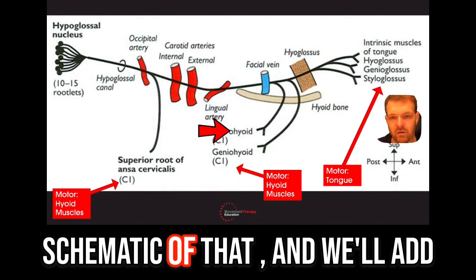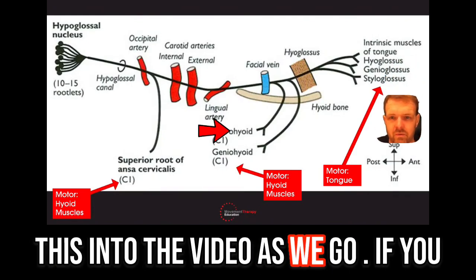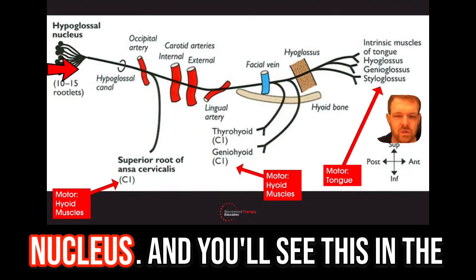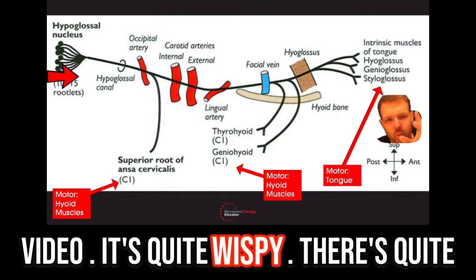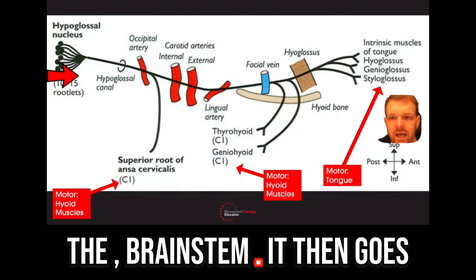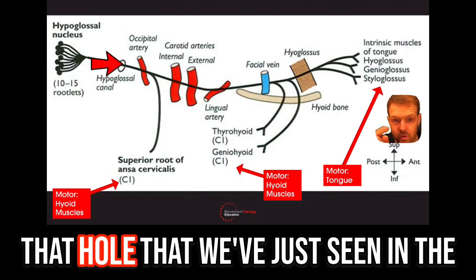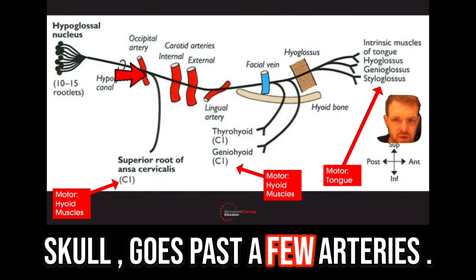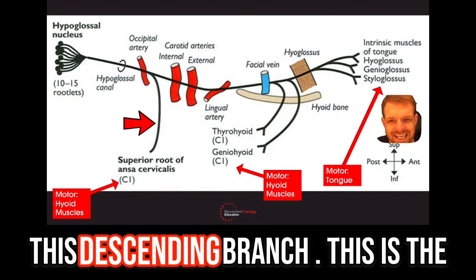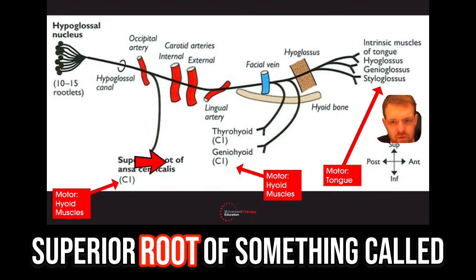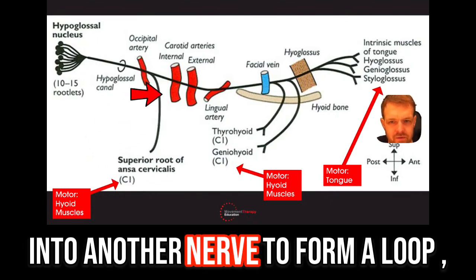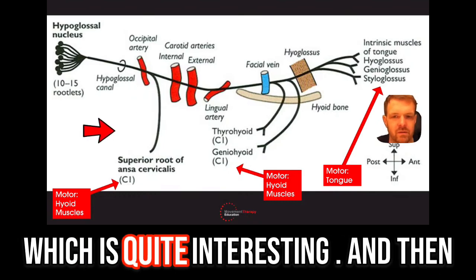This is a schematic of that, and we'll add this into the video as we go. So if you have a look here, we've got 10 to 15 rootlets on the hypoglossal nucleus. And you'll see this in the video, it's quite wispy. There's quite a few offshoots off of the brainstem. It then goes through the hypoglossal canal, that hole that we've just seen in the skull. It goes past a few arteries, so we've got the internal and external carotid arteries that it goes through, but it also shoots off this descending branch. This is the superior root of something called the ansa cervicalis, and that links into another nerve to form a loop, which is quite interesting.